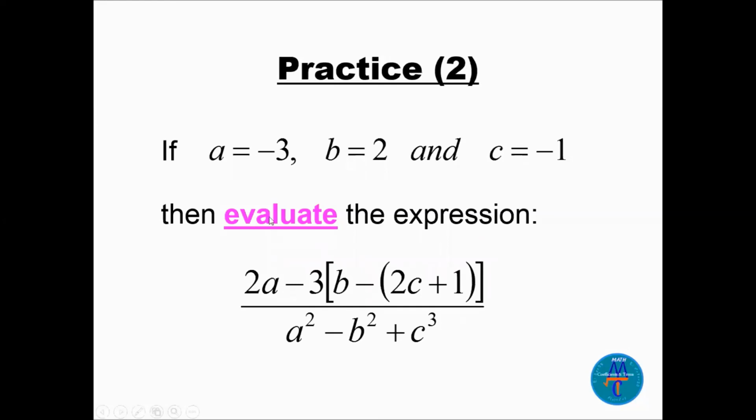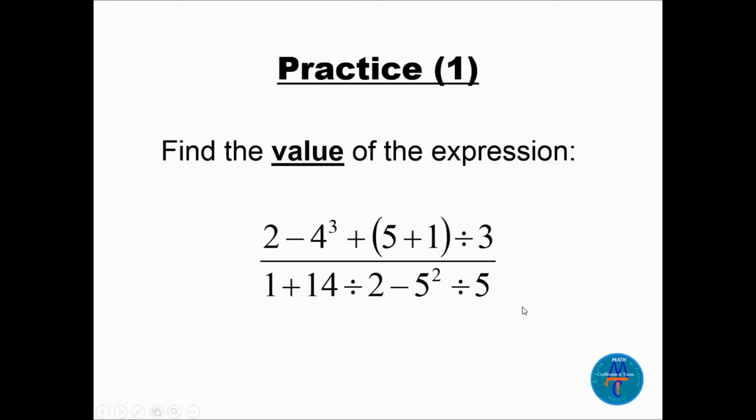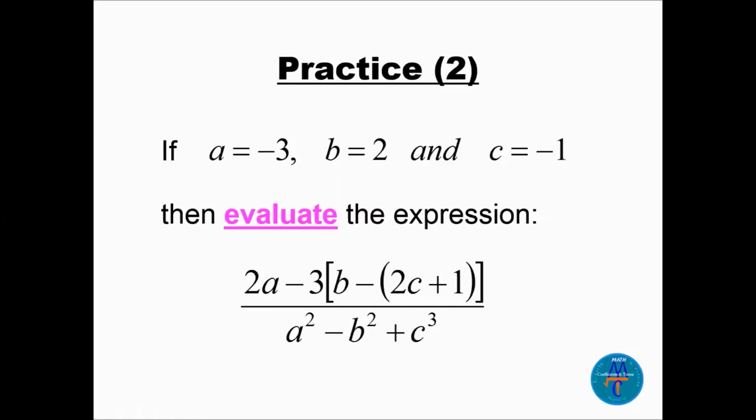Really nice. If a is minus 3, now a is negative, b is 2, c also is negative, minus 1. Evaluate the expression. Evaluate means find the value of this. 2a minus 3, big bracket, b minus another bracket, 2c plus 1, divided by a squared minus b squared plus c cubed. Now, you have practice number 1 and you have practice number 2.